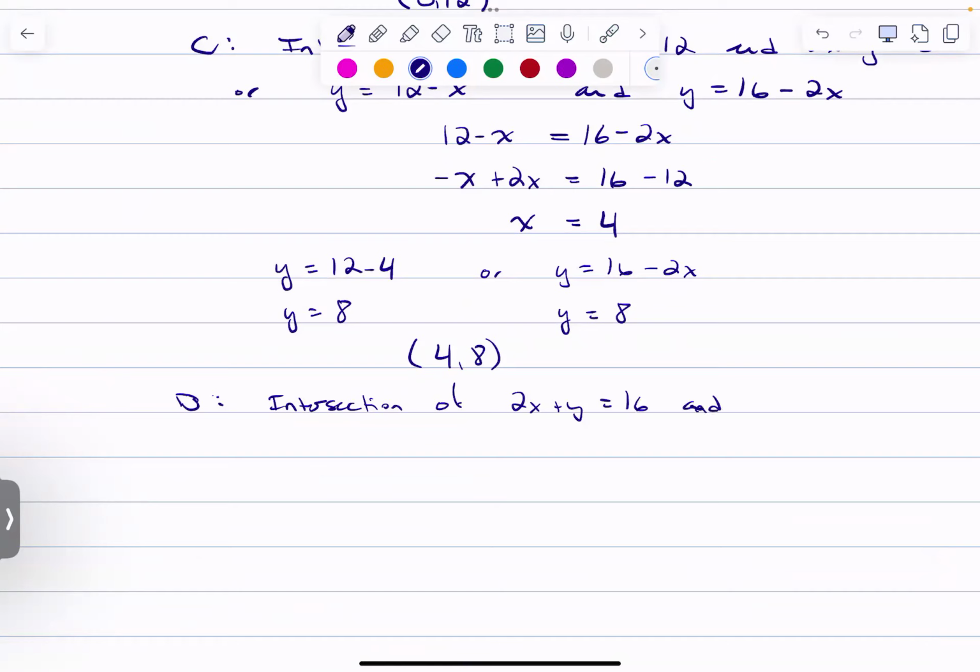And what's the equation for the x-axis? That's where y is equal to 0. Very similar to the y-axis. So if I force y to be 0, I get 2x is 16, which means x must be 8.